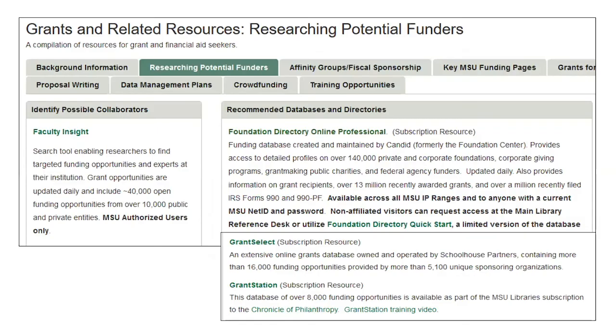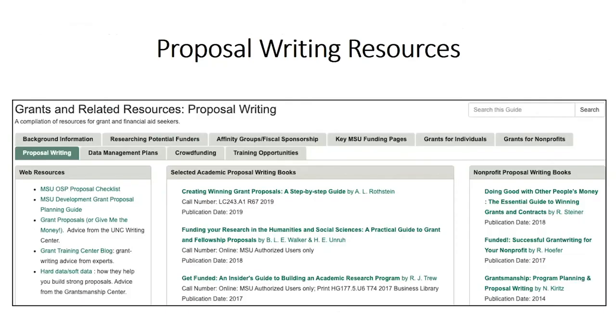Next slide. Under the Researching Potential Funders tab, there's also a link to FDO, as well as to Faculty Insight, which is an MSU product, and a couple other smaller subscription databases that we have, Grant Select and Grant Station. Next slide.